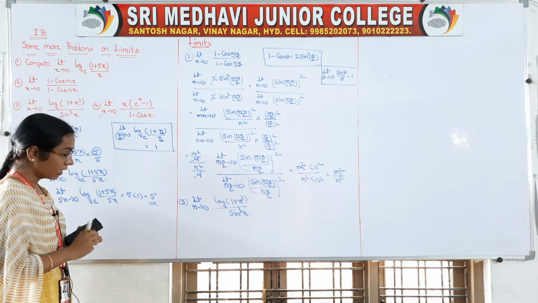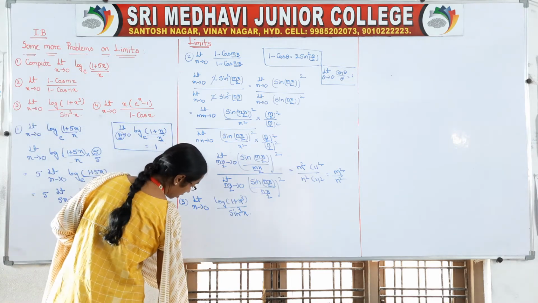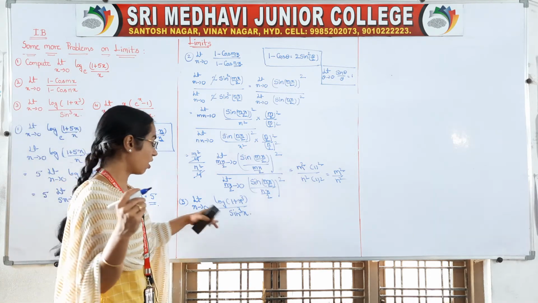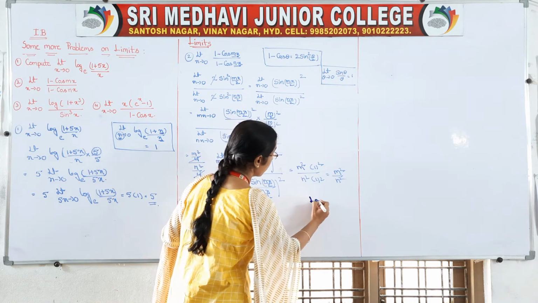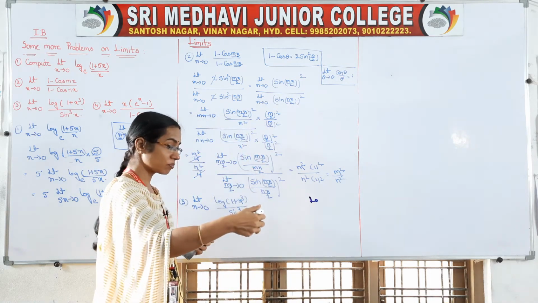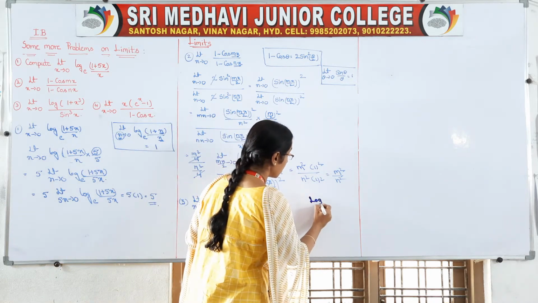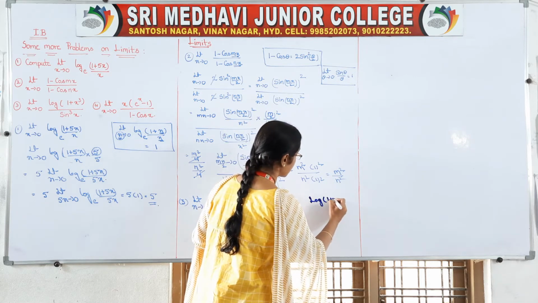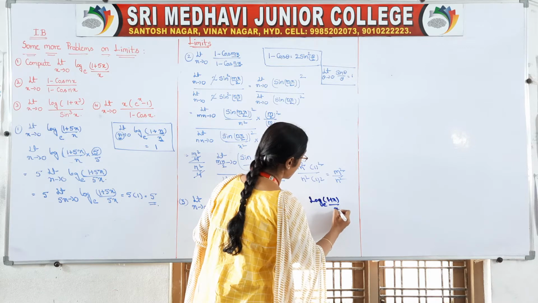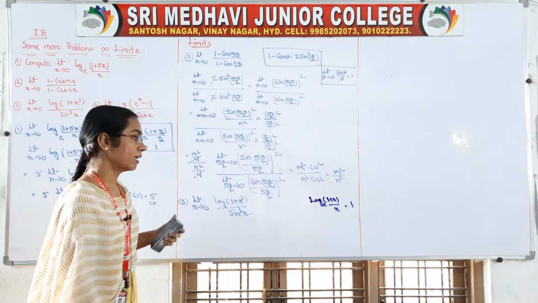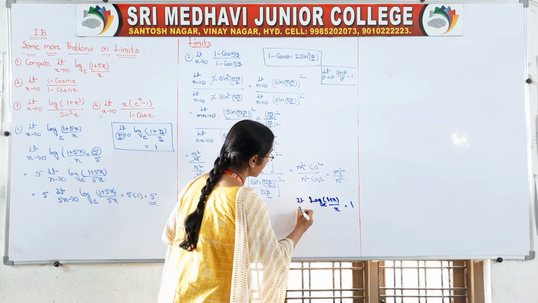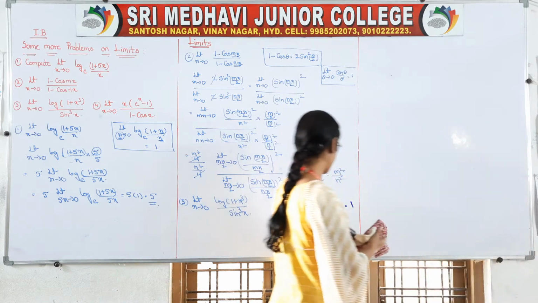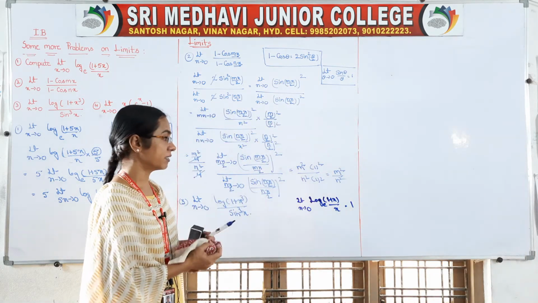Okay, so we can write this as, observe, there are some standard formulas. In the previous class, I think we used this log formula. What is that? In standard form, right? We are having log of 1 plus x, base e, by x is equal to 1. Limit is also there, limit x tends to 0. So log of 1 plus x by x is equal to 1.